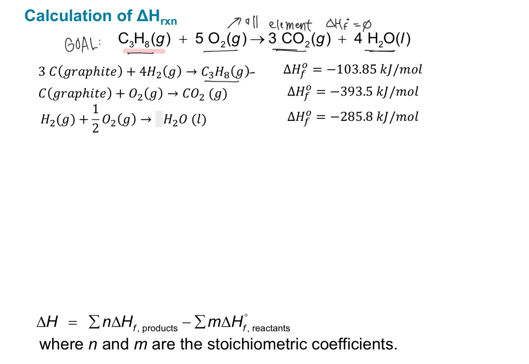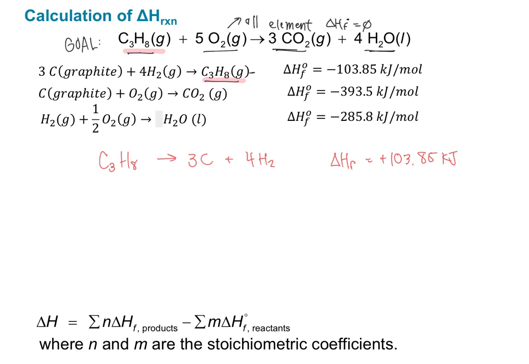Let's start with propane. I need propane as a reactant, but here propane is a product. So I'm going to flip this: C3H8 gas going to 3 carbons plus 4 hydrogens, and my delta H for that is positive 103.85 kilojoules per mole. Oxygen's not in here, we're going to skip it. It also shows up multiple times, another good indicator we're skipping it.